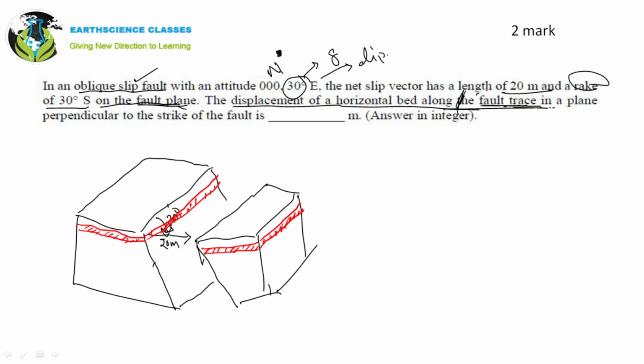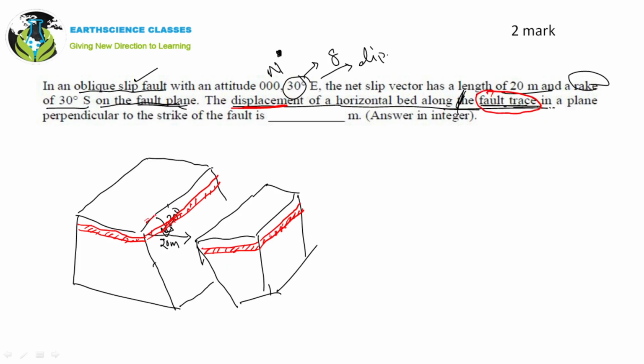Then what is it asking? It is asking displacement. Displacement means the bed is displaced. The bed is displaced because of the faulting. Okay, so we have to measure the displacement, and in which direction do we have to measure? We have to measure along the fault trace.